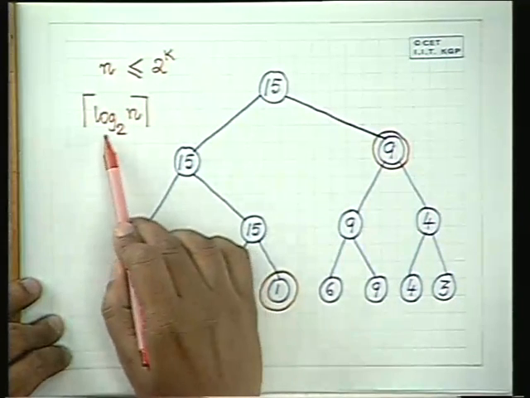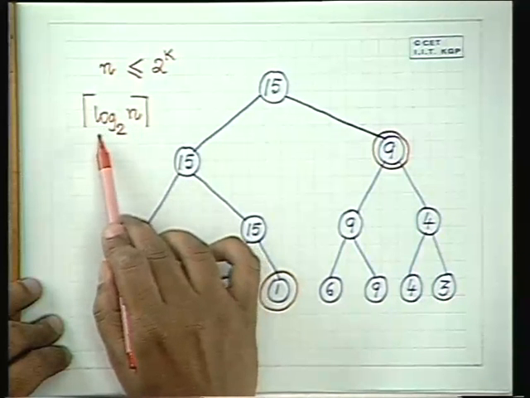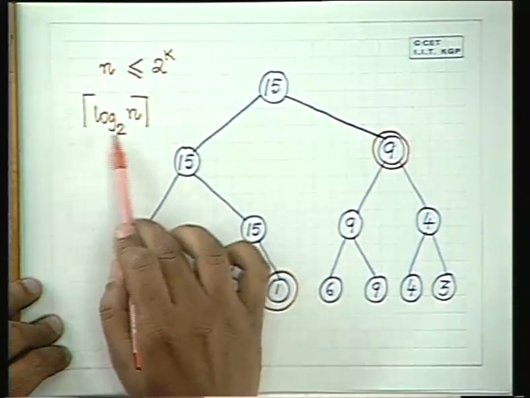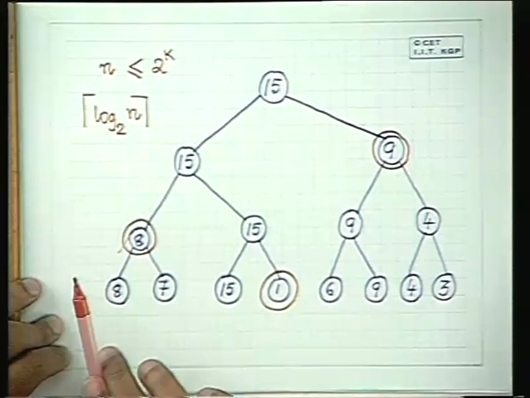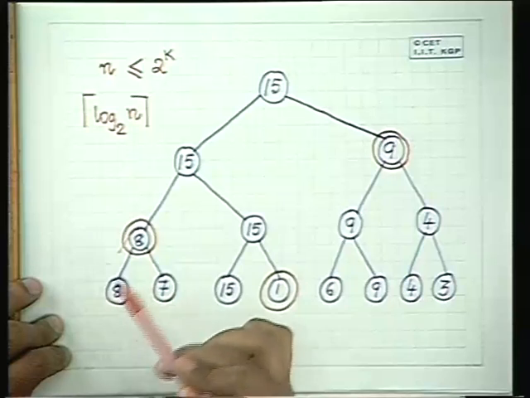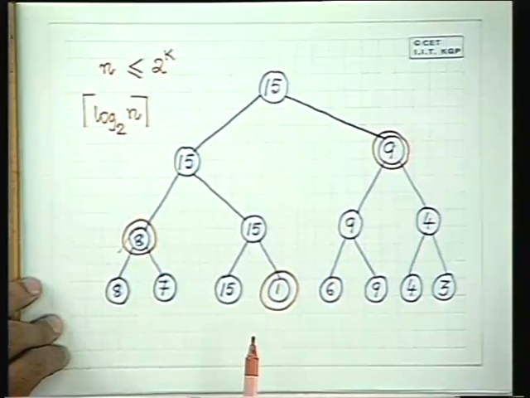The ceiling, that is, you round off or truncate log n to the base 2 plus 1, which is called the ceiling, the next integer which is closest to n.